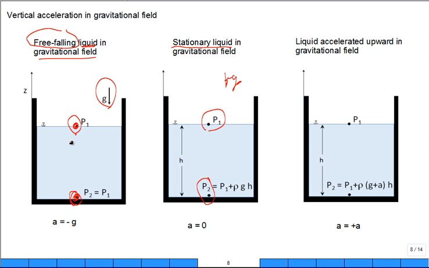Now let's put it on an elevator. Let's put it on an elevator that's accelerating upward. It's still in a gravitational field. Will the pressure at the bottom of that tank be greater than the pressure at the top of the tank? It'll be much greater even than if the tank was at rest.